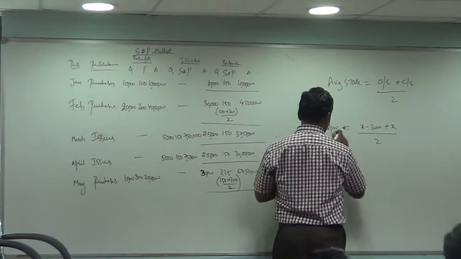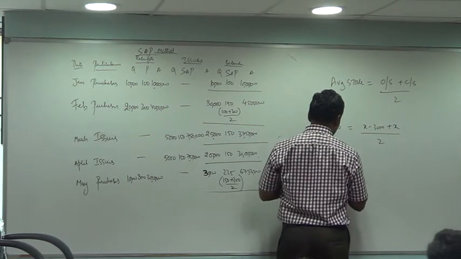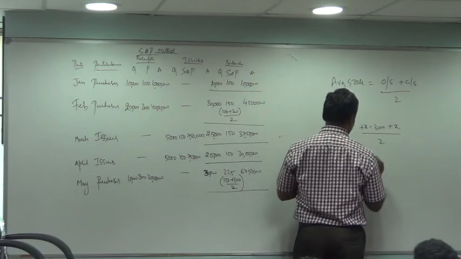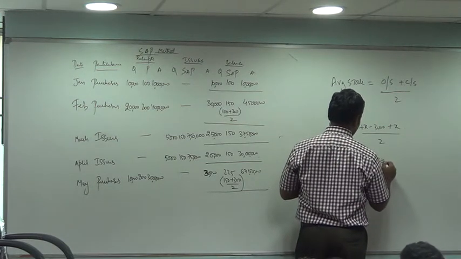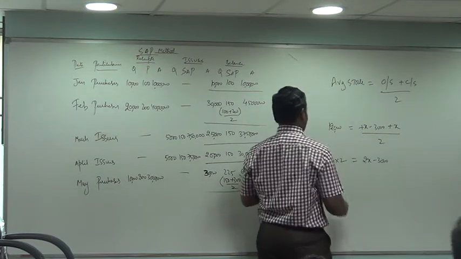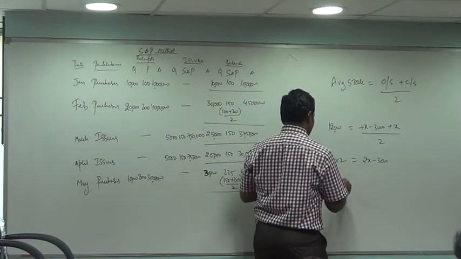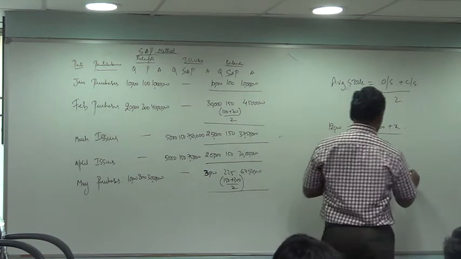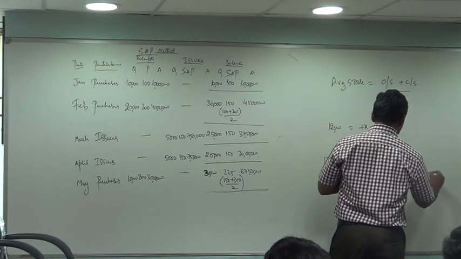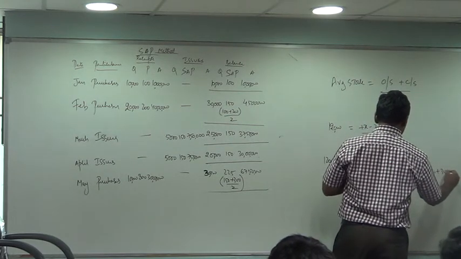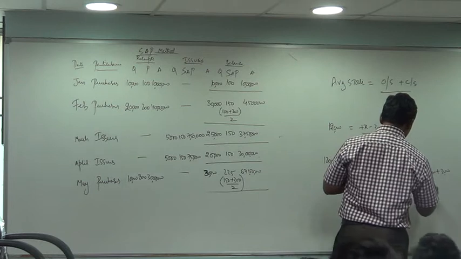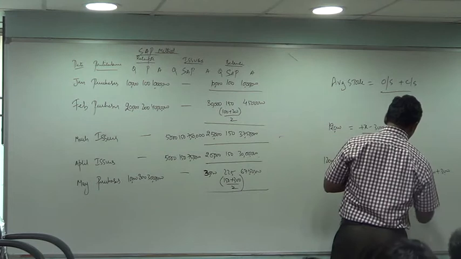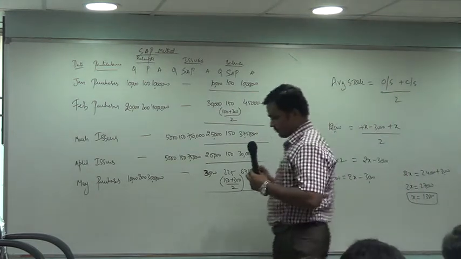Send this 2 to this side. 12,000 into 2 is equal to X minus 3000 plus X, which is 2X minus 3000. 24,000 is equal to 2X minus 3000. 2X is equal to 24,000 plus 3000. 2X is equal to 27,000. X is equal to 13,500.